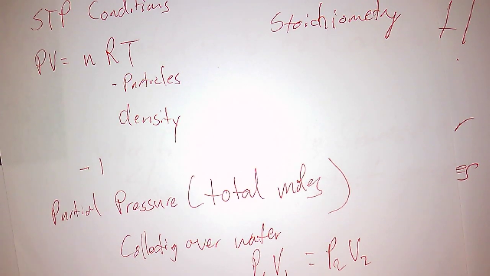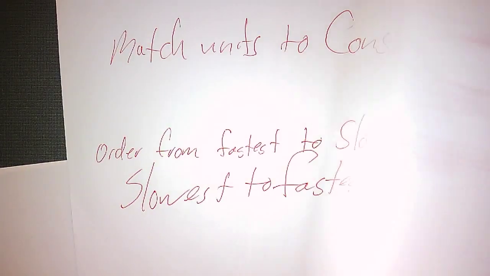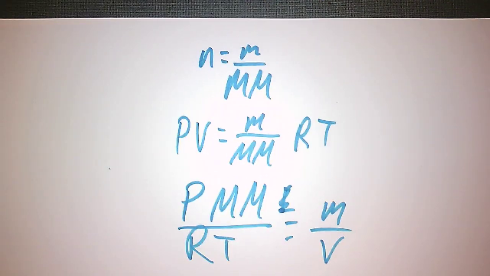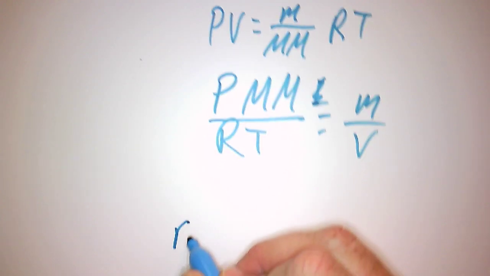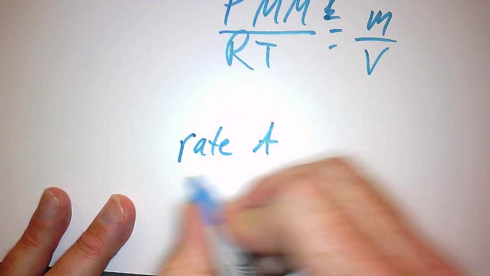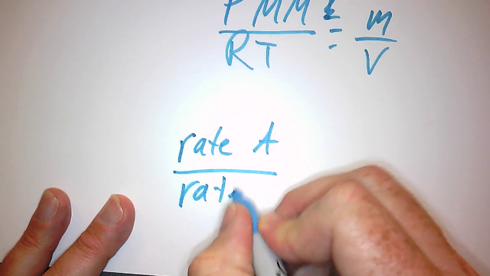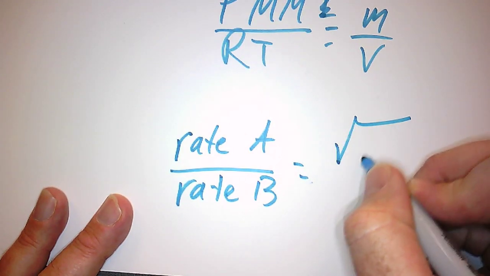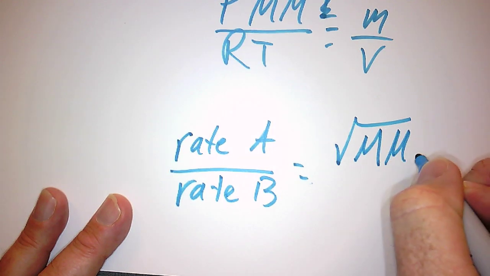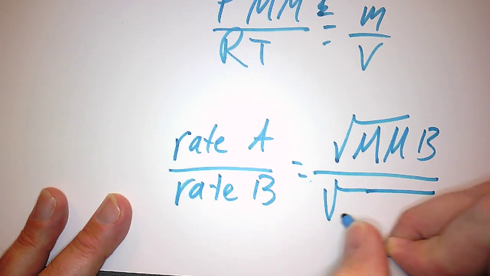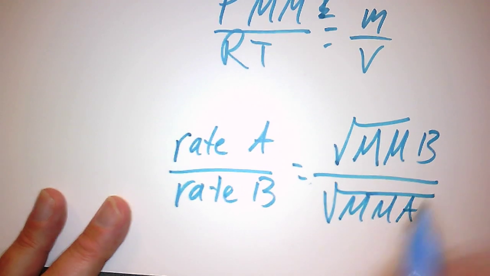You might have to do something with rate or with molar mass. So make sure that, I think they give you that equation, I'm not sure, but make sure you remember that equation, right? The rate of A over the rate of B is the square root of the molar mass of B over the square root of the molar mass of A.